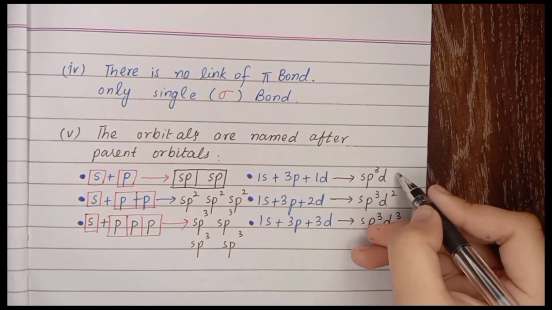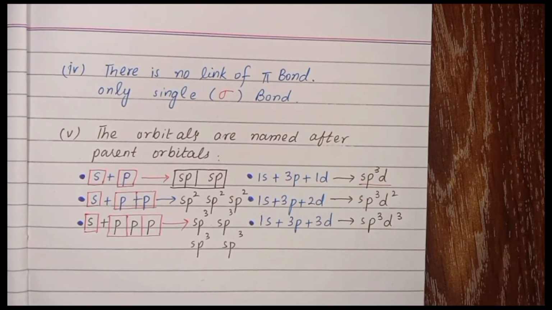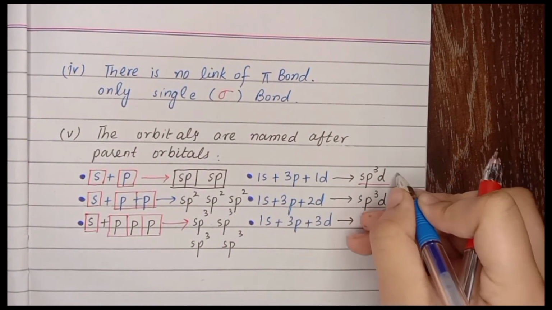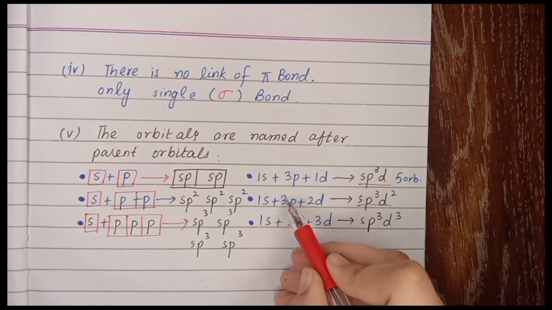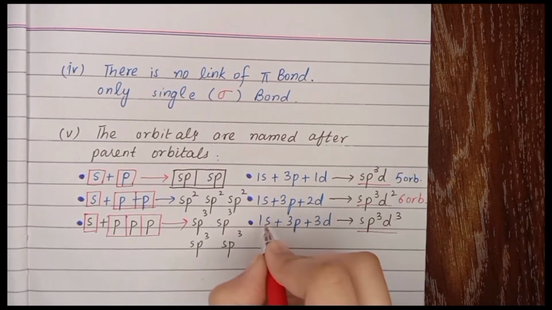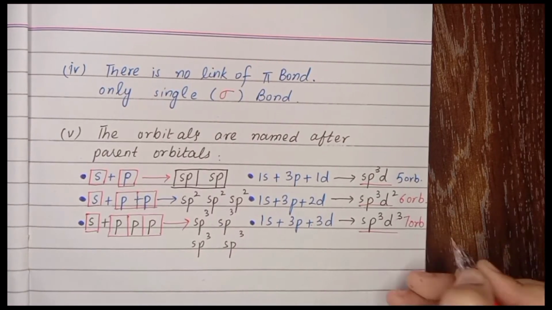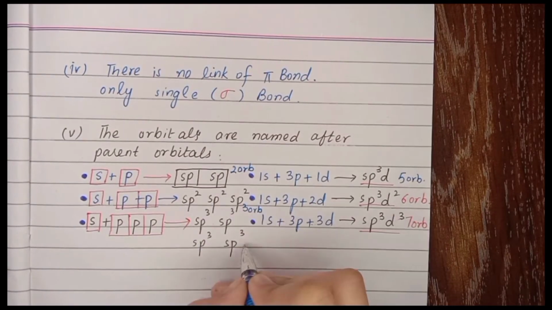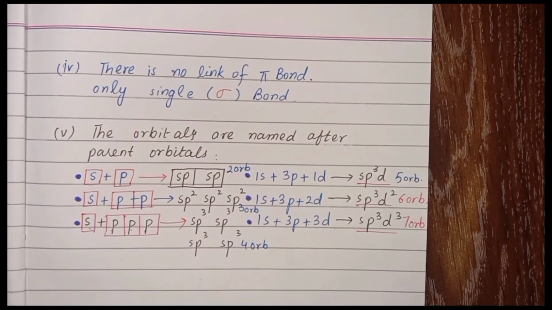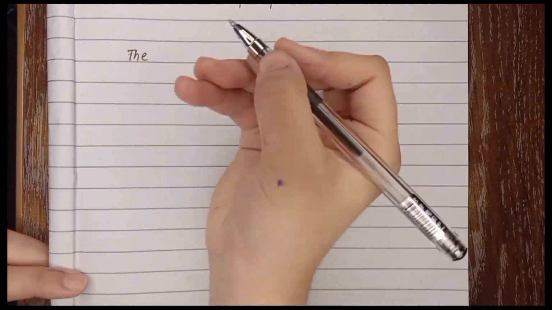Here we see the sp3d orbitals, where there is 1s, 3p, and 1d, which means 5 hybridized orbitals will be formed. And in the next one, 6 orbitals will form. And in 1s, 3p, 3d, there will be 7 hybridized orbitals. It is clearly seen in the demonstration.